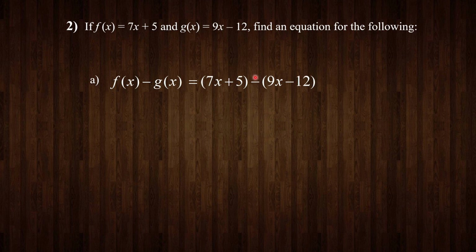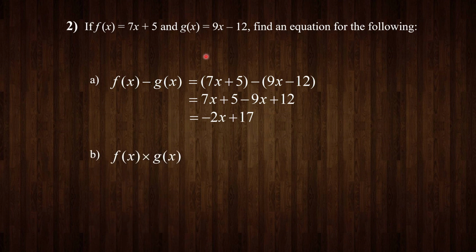Just when you do this here, don't forget you're going to be subtracting 9x and you're going to be subtracting -12, so that ends up usually being written as plus 12. Collect like terms and you get -2x + 17. Here's an expression for f(x) - g(x). So if you wanted to do f(6) - g(6), you could just sub 6 into this result instead of subbing 6 into both f and g and subtracting later on.